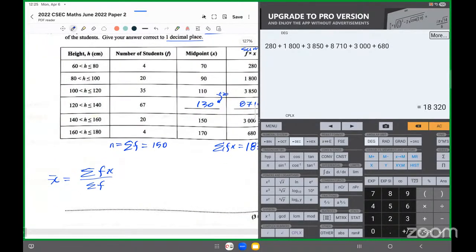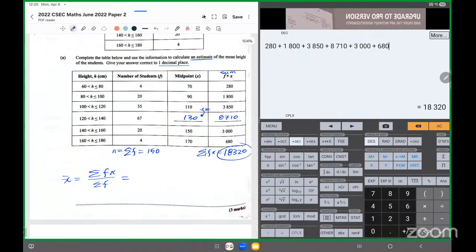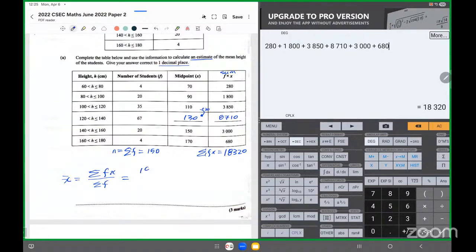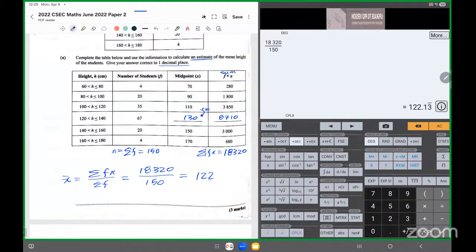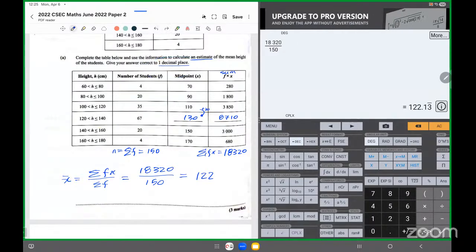Good. So this then becomes equal to the sum of height of all 150 students, 18320, divided by the number of students, which is 150. That gives you the mean height of a student. 18320 over 150 is 122, and I'm going to give it to one decimal place, right? 122.1. You have to give the height in centimeters, so the mean height is also going to be in centimeters. Very important that you put the unit of measure there, centimeters. All right, look, everybody good with that?